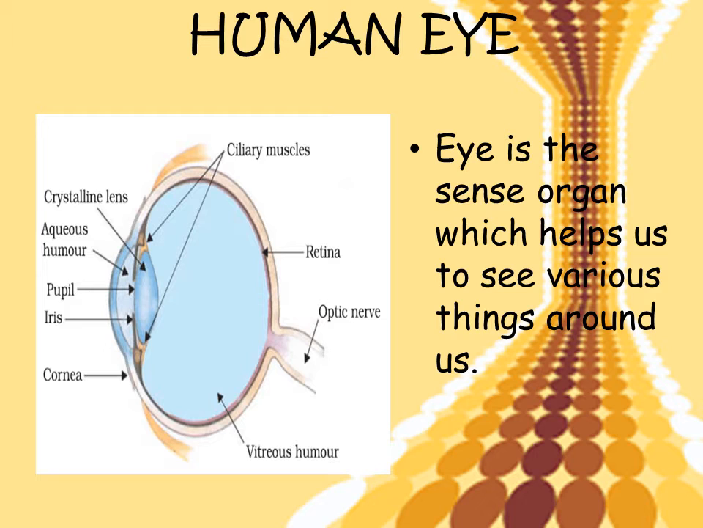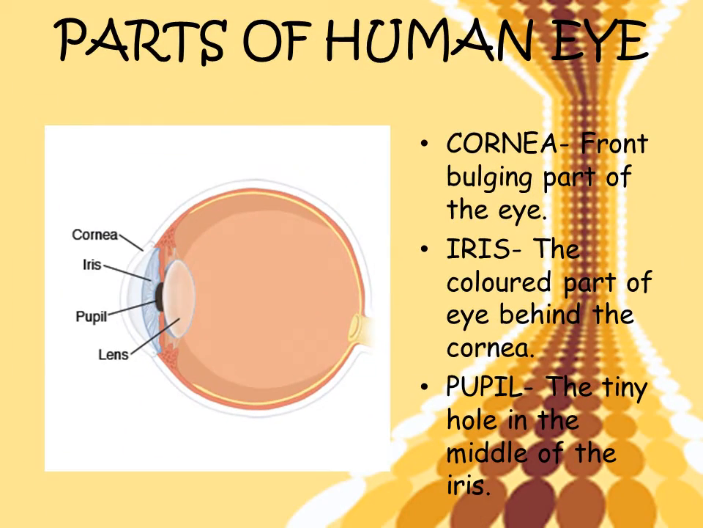Human eye is almost spherical with a slight bulge in front. In most cases, it is 2.5 centimeter long. It has eyelids that act as shutters and protect it from dust and injury. Let us know more about the internal structure of human eye.